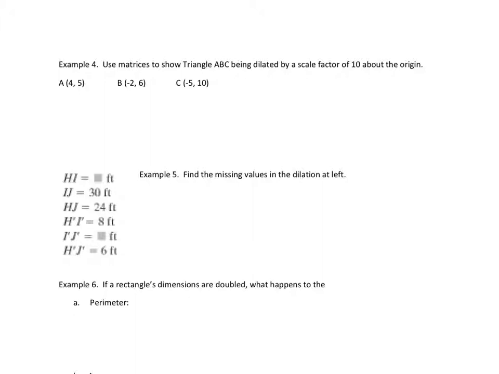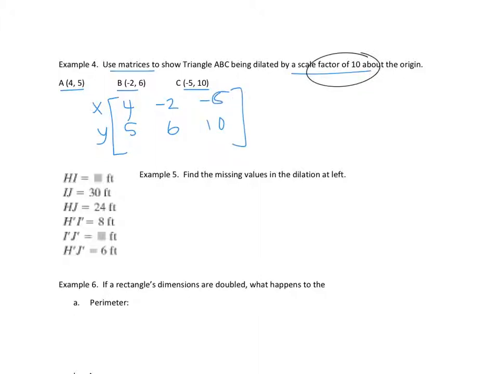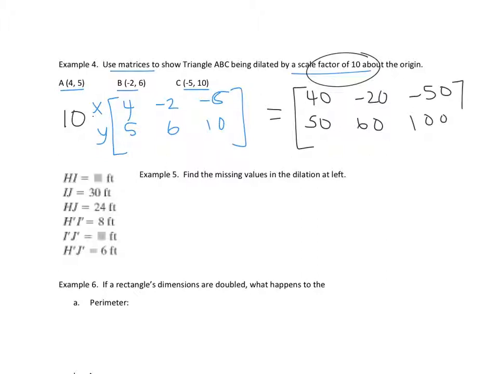Okay, then we're also going to use matrices. So if you have a scale factor of 10, it means you're going to write these as a matrix. Remember, you write your x on the top and your y on the bottom. So 4, 5, -2, 6, -5, 10. And you're going to multiply it by a scale factor of 10. So 10 times this, in the end you get 40, 50, -20, 60, -50, and 100. And then you can write them as A prime, B prime, C prime.